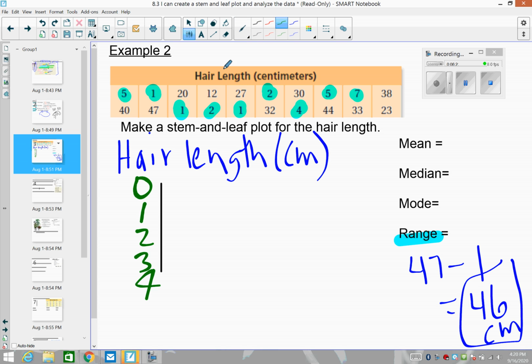So I have to put them in order. So we had 1, 1, and 1, 2, 2, 4, 5, 5, and 7. Now I'm going to count those quick to make sure I have it. 2, 4, 6, 8, 9. Good, I have them all representing the first row, 0 through 9 centimeters.